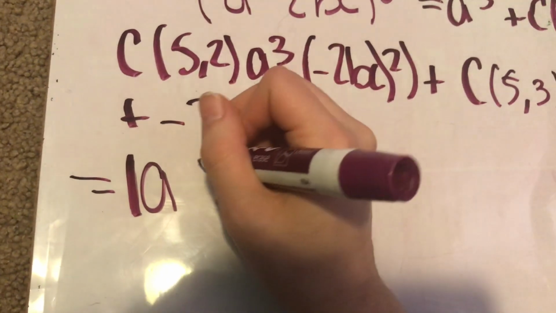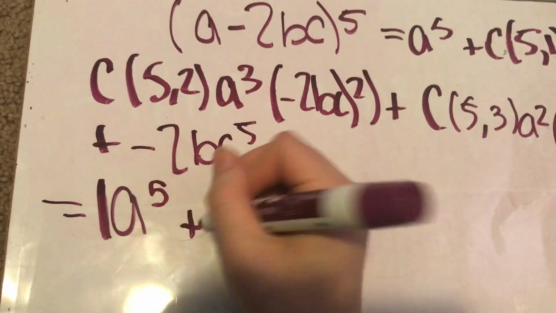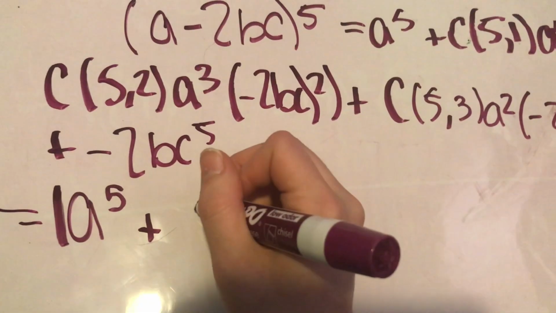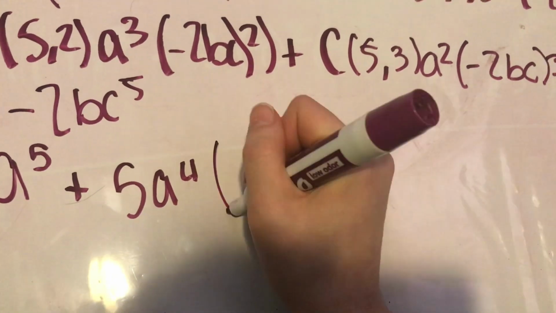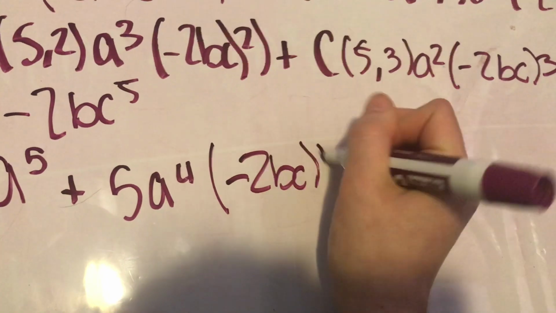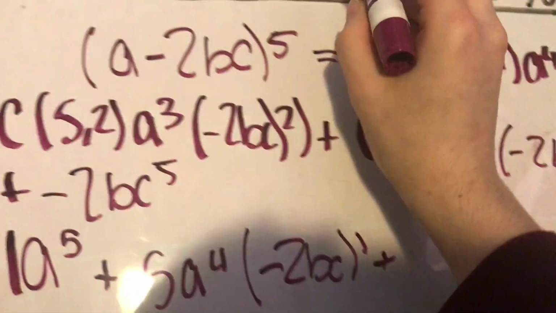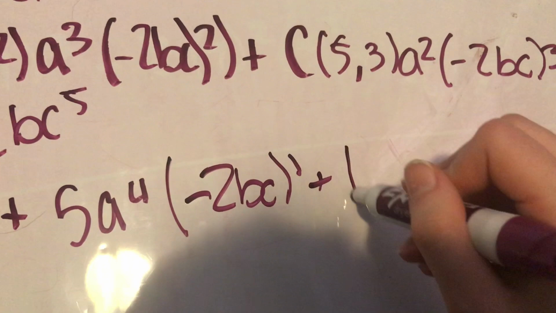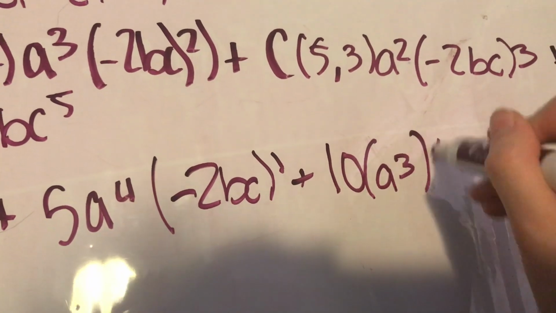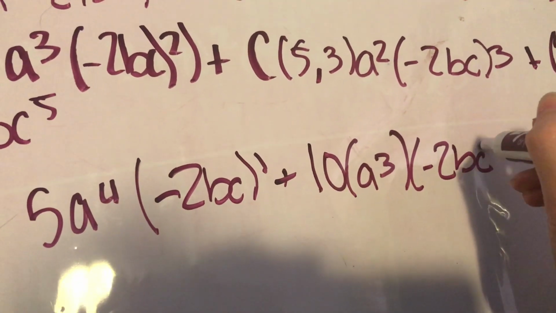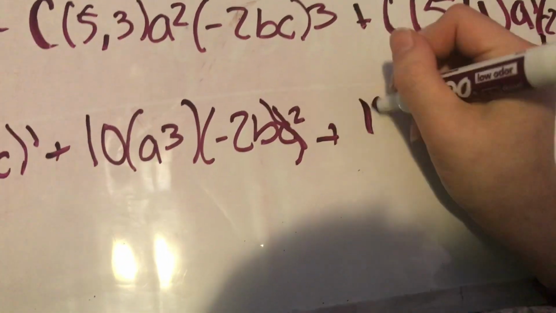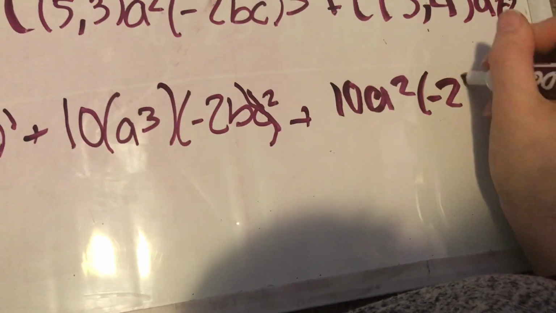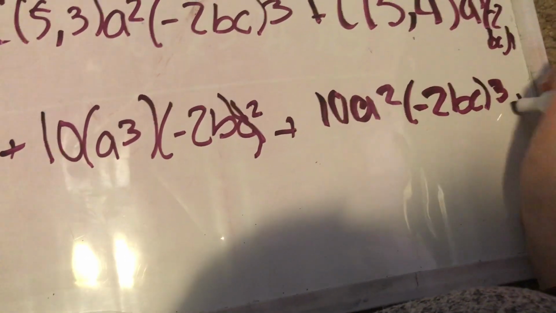So first will be 1. So that's 1a to the fifth, which we already knew. Okay. Plus 5. So that's going to be 5 times a to the fourth times negative 2bc to the first. That's going to be plus 10 is next. So we're doing 10 times a to the third times negative 2bc to the second. Oops, sorry. Plus 10 times a to the second times negative 2bc to the third.